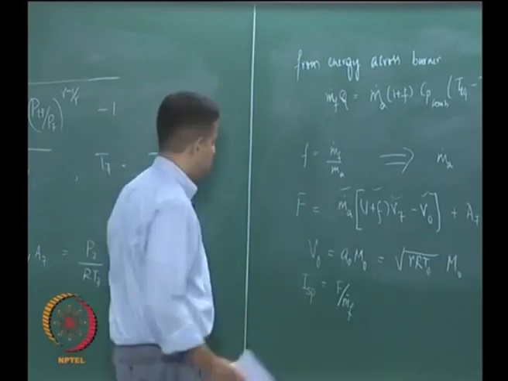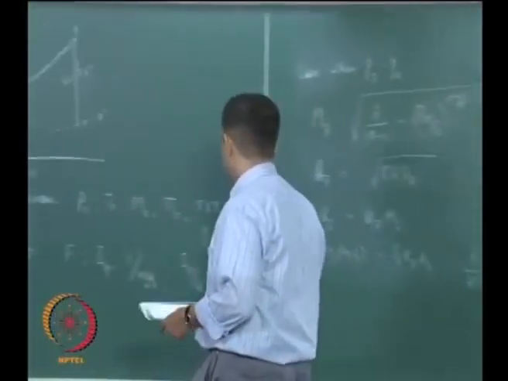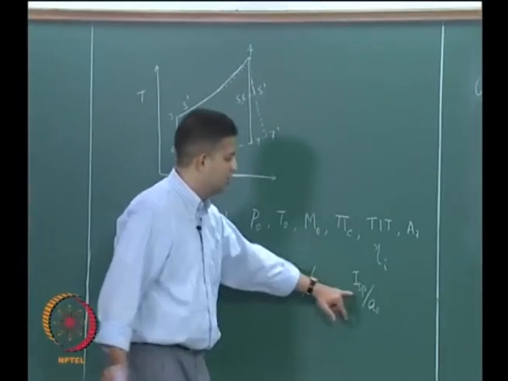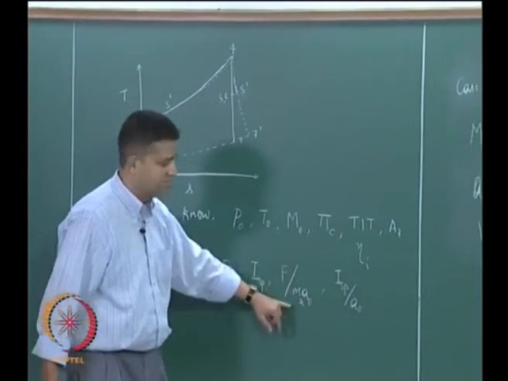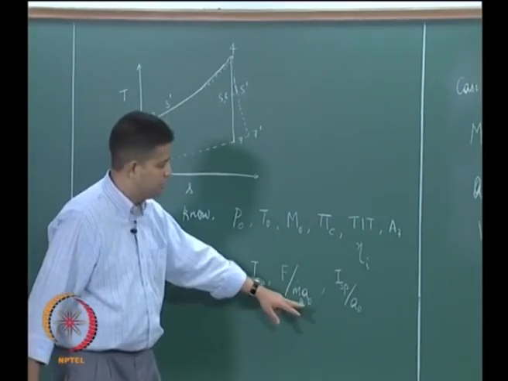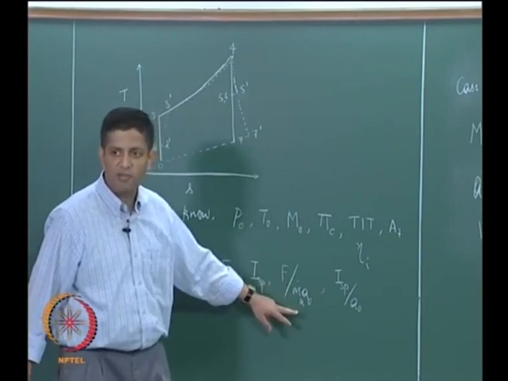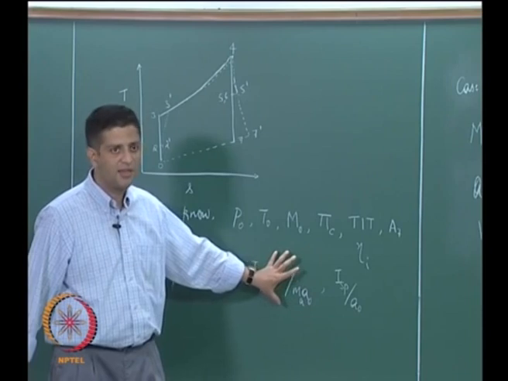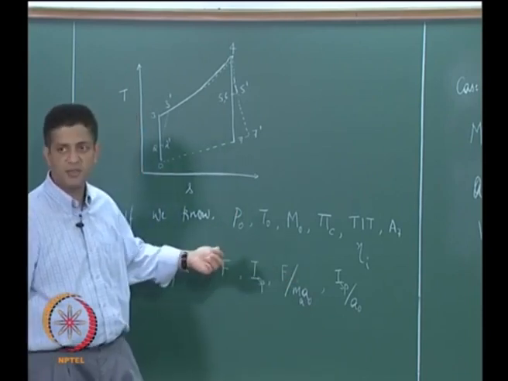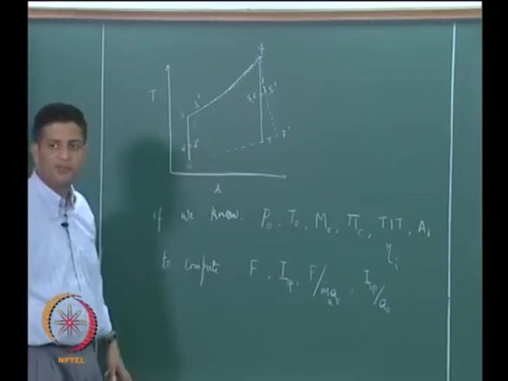Now what are the other quantities? The non-dimensional quantities, I know a naught also, so I can get ISP by a naught. I also can get m dot f by m dot a naught. So all these quantities we can get by doing this analysis, going step by step.